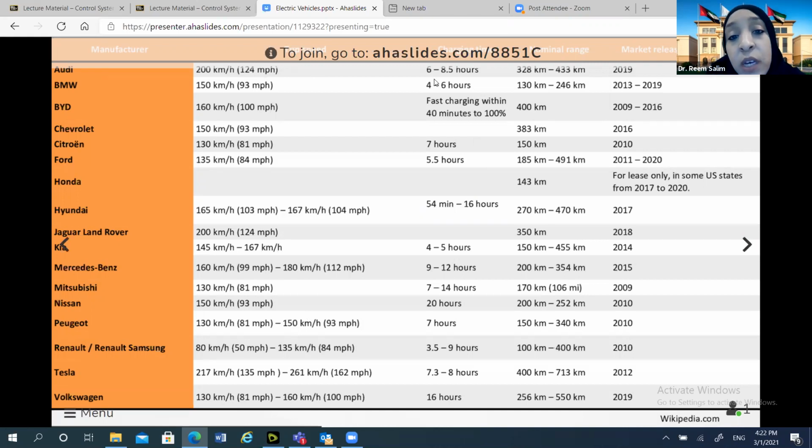And the charging time, however, is significant. You can see it is 6 to 8.5 hours in order to fully charge your battery. So that's a significant amount of time. So if you want to charge your car, this car, typically you will put it to charge overnight, because that's when you can spare the time.